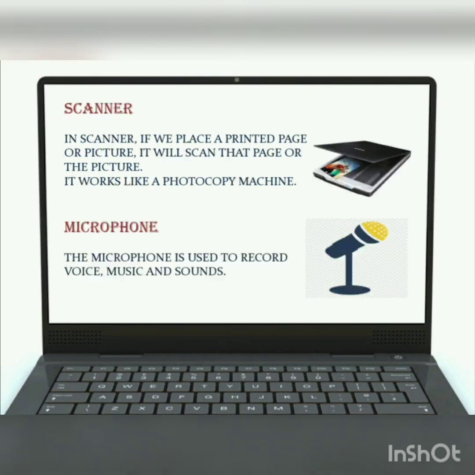Next, we will discuss scanner. Kids, the function of the scanner is when we put any picture or any page or any text within a scanner, it scans and saves that picture or text in the computer. It works like a photocopy machine. Now, next is microphone. You can see there is a picture of a mic-looking microphone, right? It is used to record voice, music and sound.